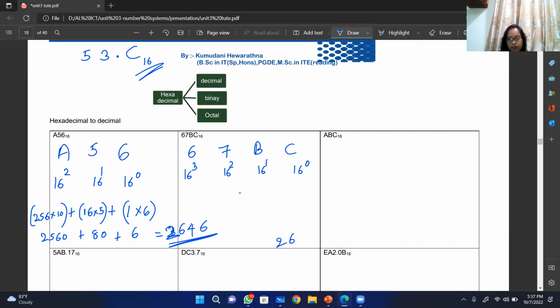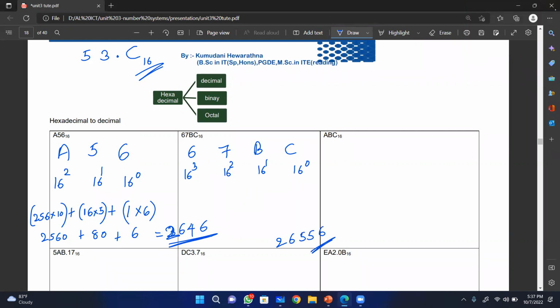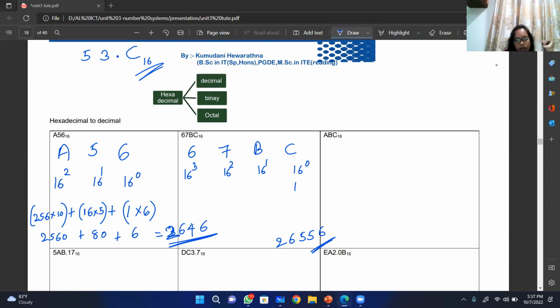26556. Yes, teacher, I got this answer. Here 1 into 12, 16 into 11, and 256 into 7.